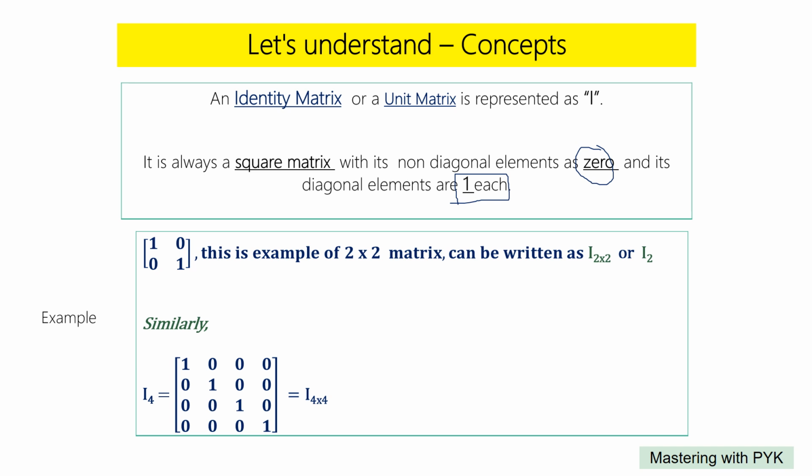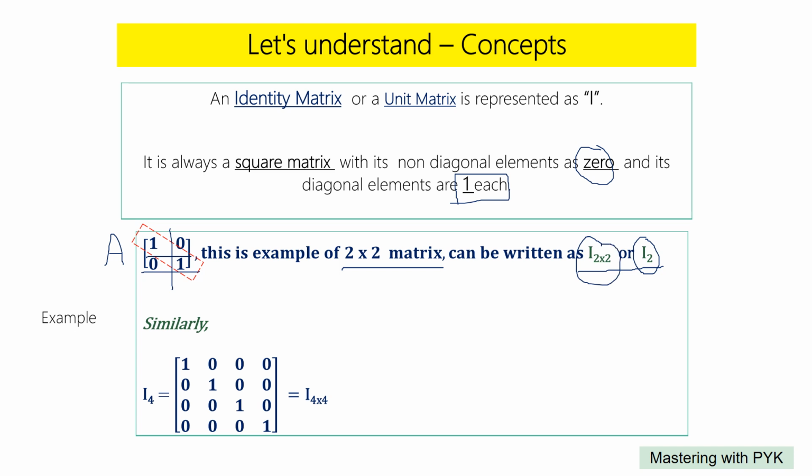So let's take an example. Say this is a matrix denoted by capital letter A. It has 1, 0, 0, 1 as its elements. First, we'll identify whether it is a square matrix or not. We have 2 rows and 2 columns, so it is a 2 cross 2 matrix, which is a square matrix. Its non-diagonal elements are 0 and the diagonal elements are 1 each. So this is an example of an identity matrix, denoted as I2 or I2 cross 2.